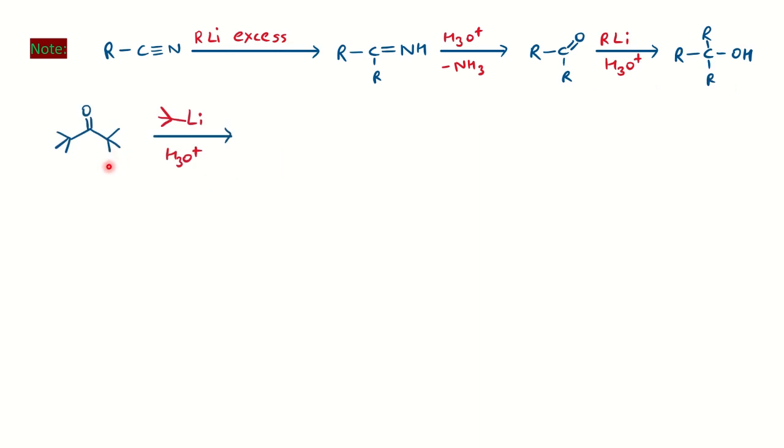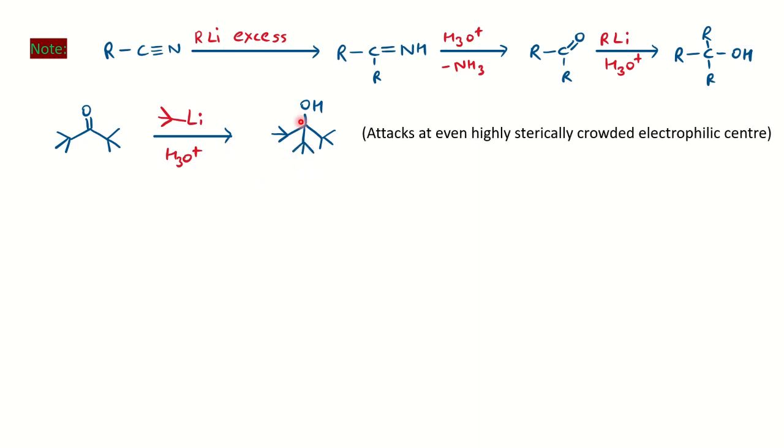Another important note is that when you have a sterically crowded ketone, organolithium can form the product, while Grignard reagent fails under sterically crowded conditions. So this is again a sterically hindered organolithium, which will attack this electrophilic site and show you the product, like we have seen in the previous case. So basically it can even attack a highly sterically crowded electrophilic center. Organolithium is really a very important reagent for organic chemistry.